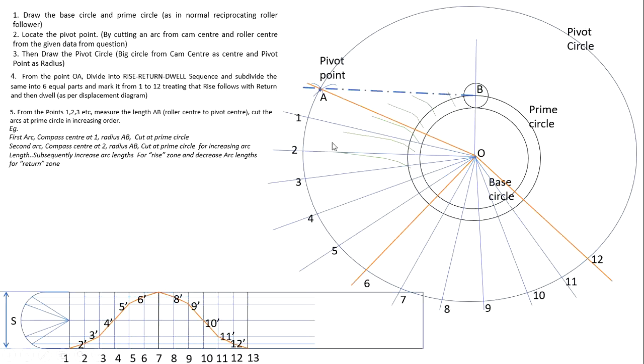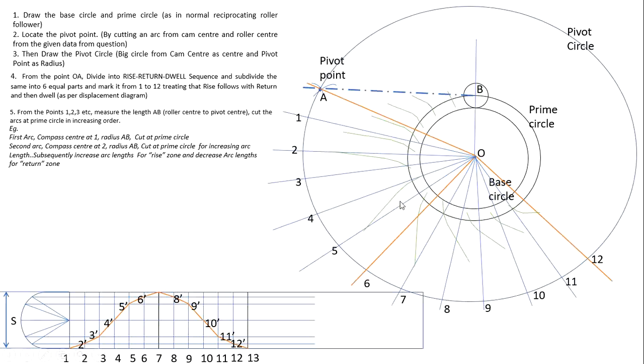For the same length from point 2 we have to cut the arc here. For the same length from point 3 we have to cut the arc here like this. So our measuring length is AB, because that is the distance from the pivot center to the roller center. So for that distance it oscillates, so the same distance will be there. So from each and every point we have to cut an arc on the prime circle. Similarly for the return motion also, from points 6, 7, 8 up to the end, we have these arcs.